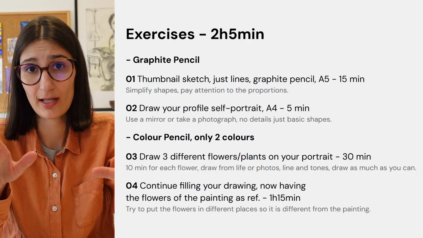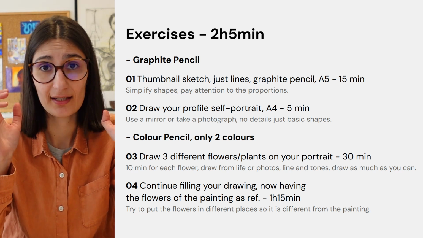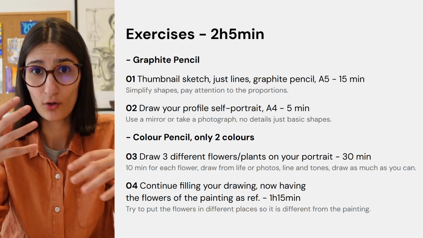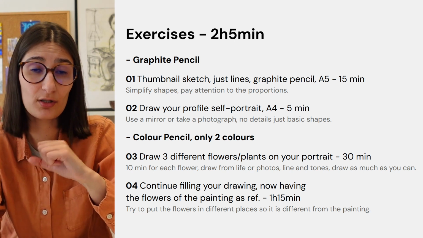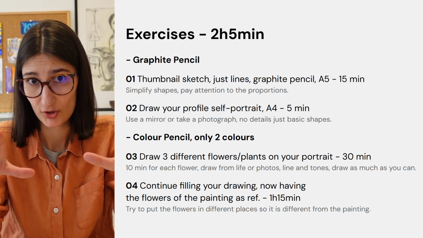The exercises will take us about 2 hours, and we will start with a sketch, just lines, graphite pencil on an A5 sheet of paper. It will take us 15 minutes. The idea is for us to get to know the painting better, how he represents different types of flowers, pay attention to the proportions, and simplify shapes.